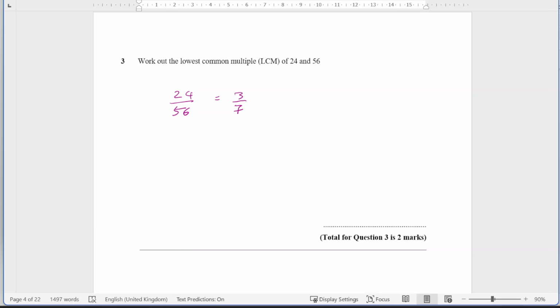Because we want the lowest common multiple, you take the numerator of one and multiply it by the denominator of the other. Doesn't matter which way around you do it, they will both give you the same value. In this case, that's going to be 168. Dead simple way of doing it on your calculator. Nice, easy, quick way.